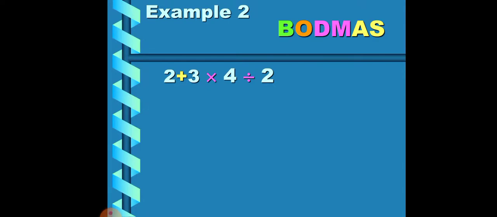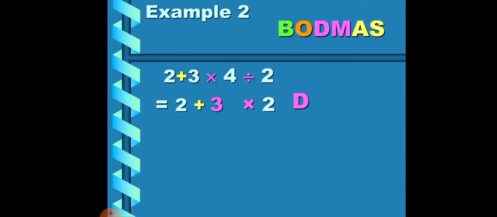Now you can see three operators here: an addition sign, a multiplication sign, and also a division sign. According to the rules, we first go for division. This means that the last two numbers need to be solved first. 4 divided by 2 is solved first, and 4 divided by 2 gives us 2.